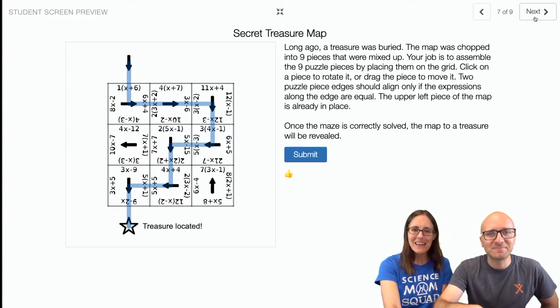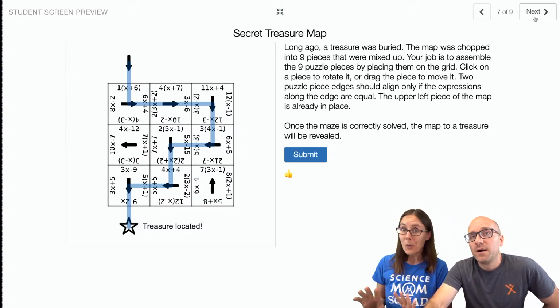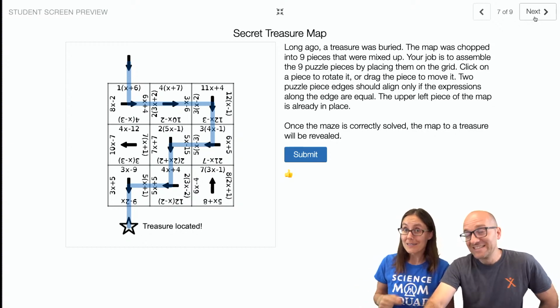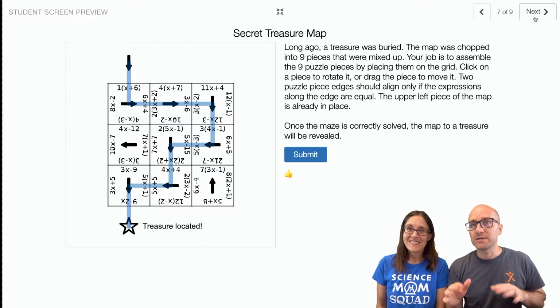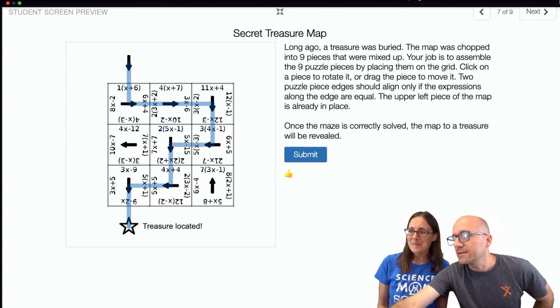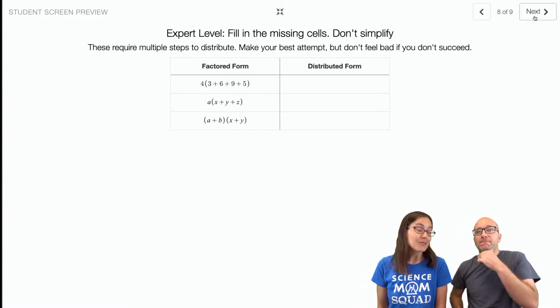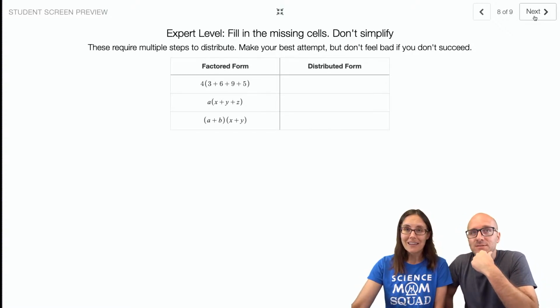Good job. And if you need a little bit more time, that is okay, because this was so challenging, it even stumped Math Dad for a few minutes. Yeah, lots of places to go astray on that one. All right, let's take a look at our next screen, Science Mom. That was a fun way to practice the distributive property. I liked that one.